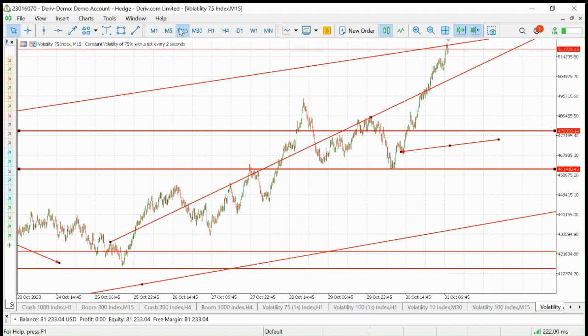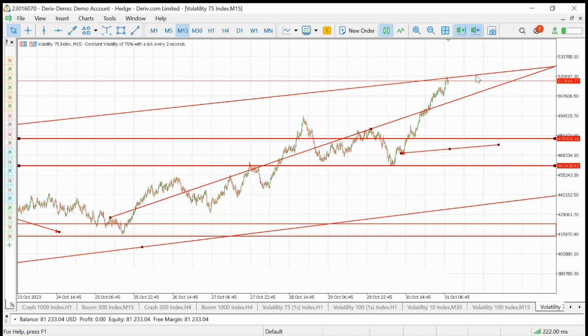Okay, now we're in our 15-minute time frame. Currently, we are at the top trend line right here. Okay, this is where our current market price is. So we actually missed this re-entry. Let me just mark it.